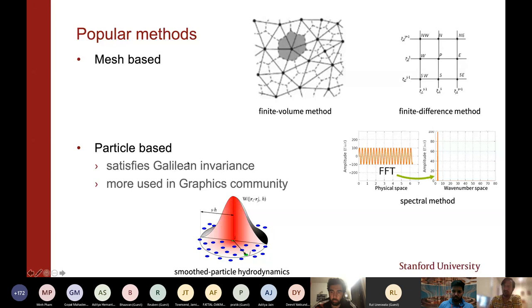One advantage is that they also satisfy Galilean invariance. So people use these particle-based methods, for example, for astrophysical applications where you have very high speeds of gas moving around. In that context, these mesh-based methods are not accurate enough.